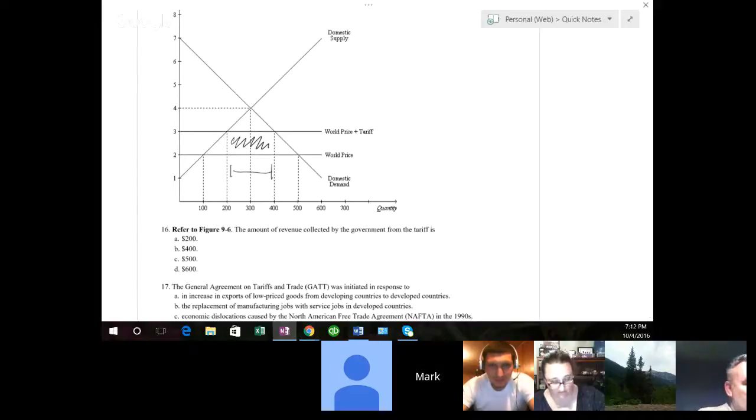The General Agreement on Tariffs and Trade was initiated in response to, and I chose D, high tariffs imposed during the Great Depression of the 1930s. Yes, that's what I got also. Yeah, I got D as well. And if anybody needs to, that's section 9.3E in the case study. I wrote down my notes this time.